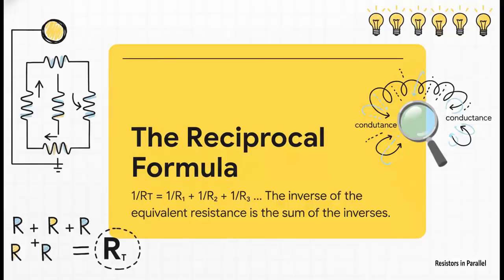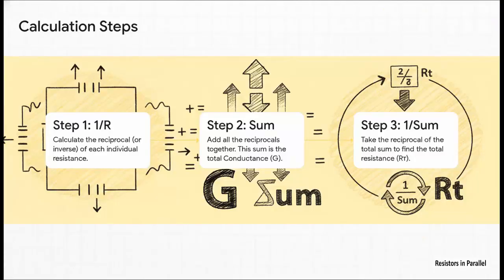Now that term, 1 over R, it actually has a special name, conductance. It's literally the opposite of resistance. It's a measure of how easy it is for current to flow. So while the formula might look strange, the idea is simple. In a parallel circuit, you're just adding up the easiness of each path to find the total easiness of the whole circuit. It really just boils down to 3 easy steps.